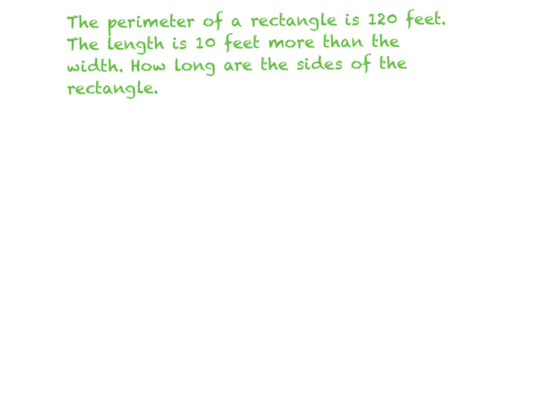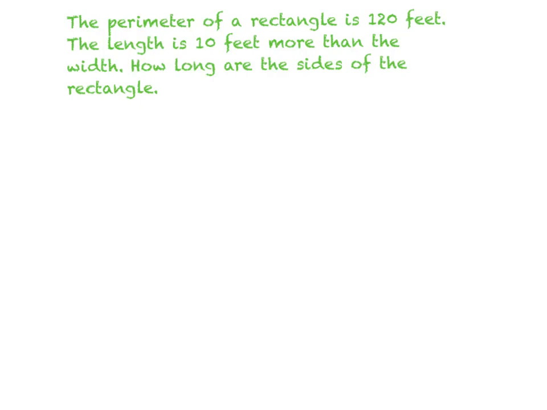All right, here's our first problem. It says the perimeter of a rectangle is 120 feet. The length is 10 feet more than the width. How long are the sides of the rectangle? So the very first thing that I would always want you to do when you start this 5D process is go through and underline and circle any key information, keywords. So why don't you push pause and do that on your note sheet. Push play when you're ready.